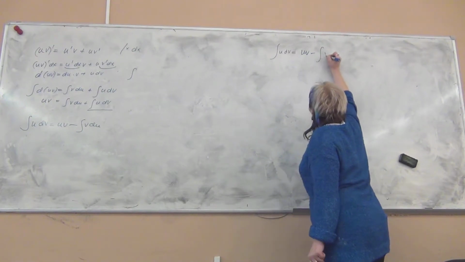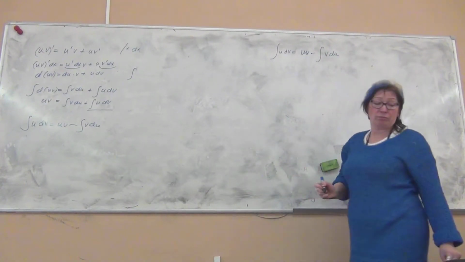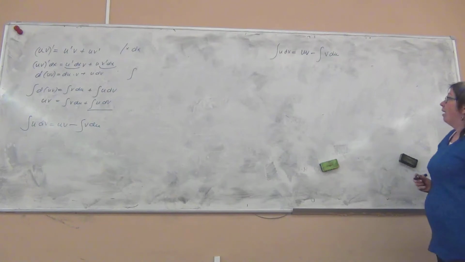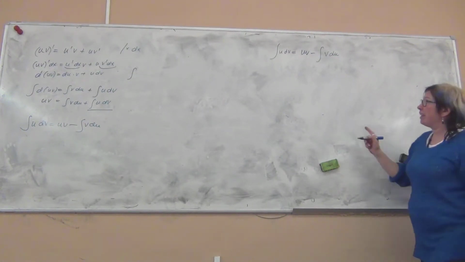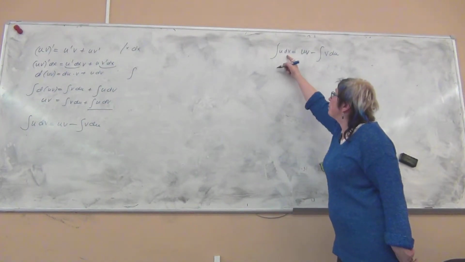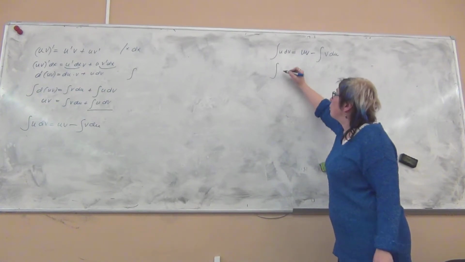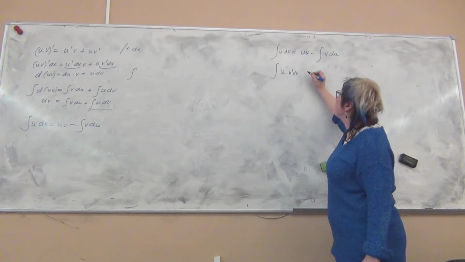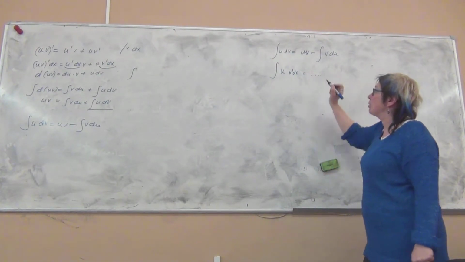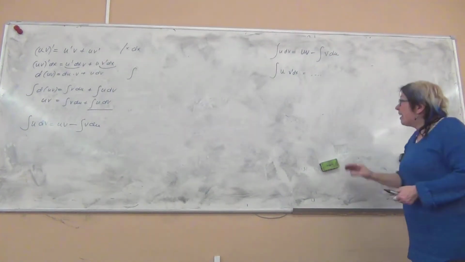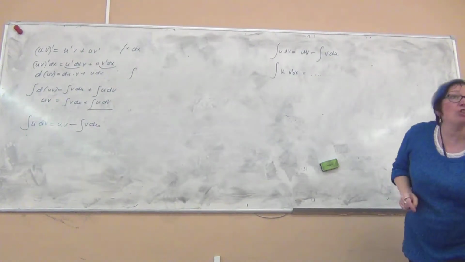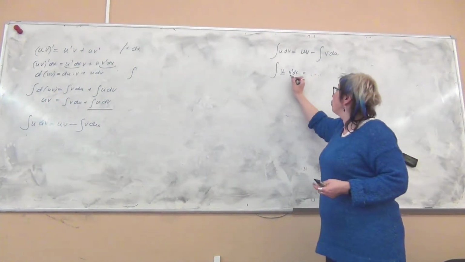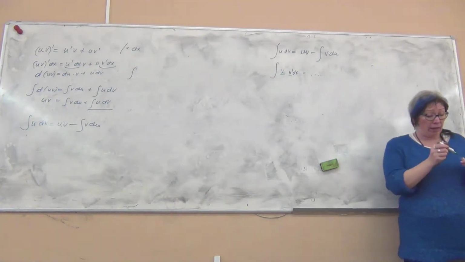uv minus integral v du. Remember that, well, we normally see this in the form u dv, where dv is v derivative dx, and so on. So you see, in this case, the functions u and v are not really related in any way.